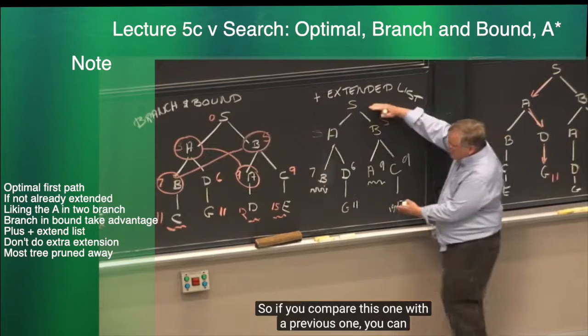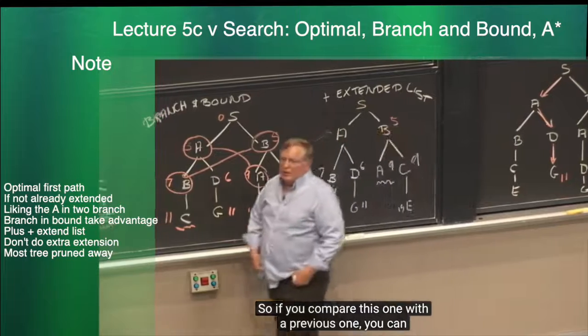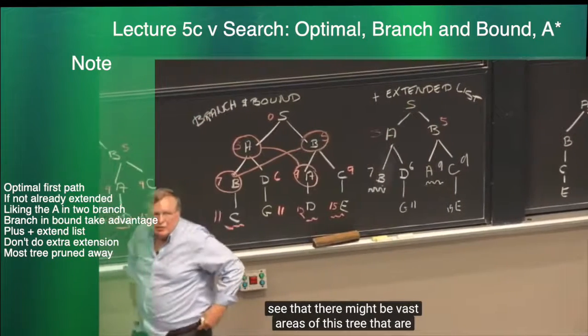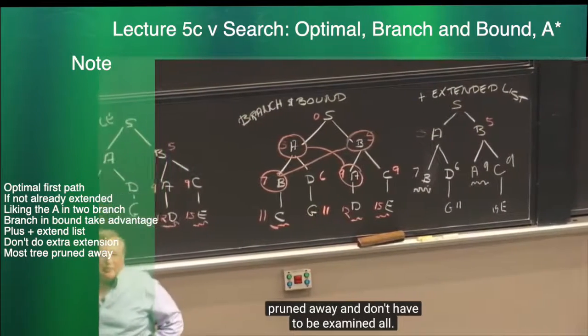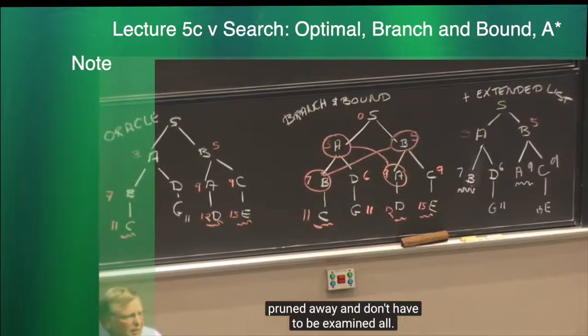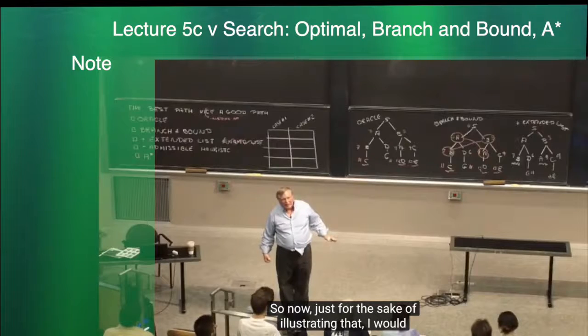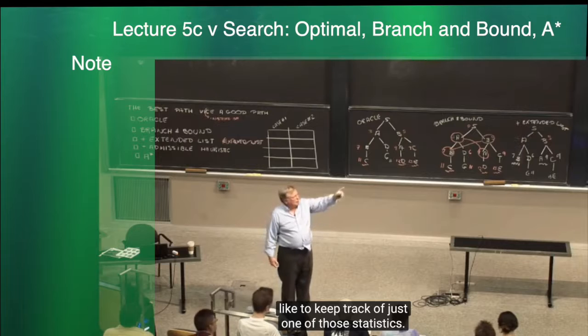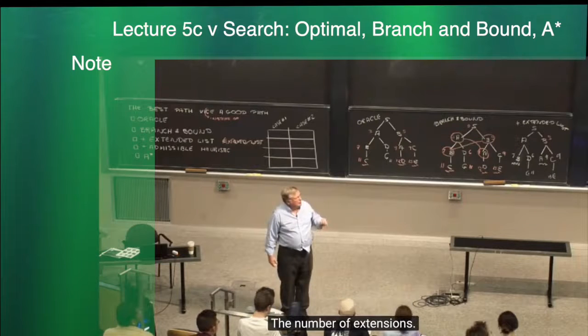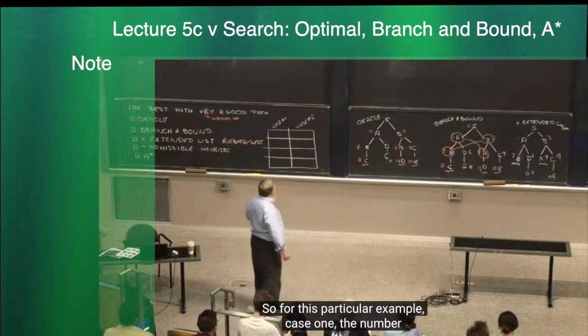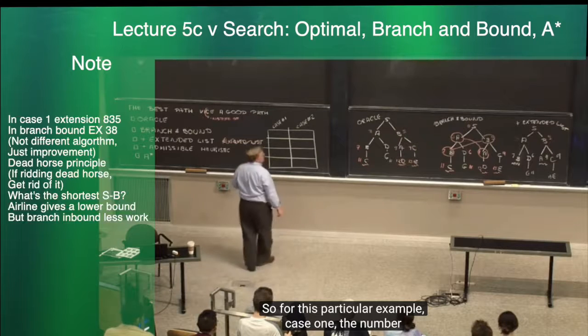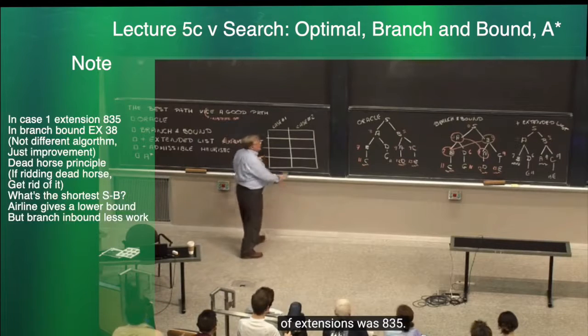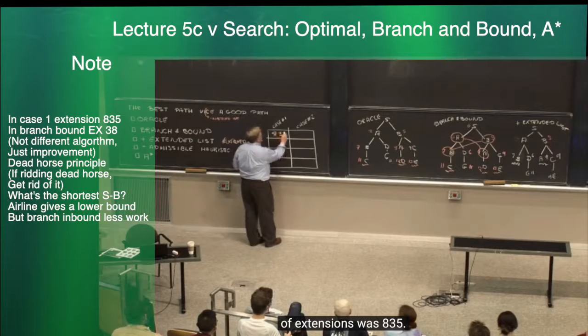So if you compare this one with the previous one, you can see that there might be vast areas of this tree that are pruned away and don't have to be examined at all. So now, just for the sake of illustrating that, I would like to keep track of just one of those statistics, the number of extensions. So for this particular example, case 1, the number of extensions was 835.